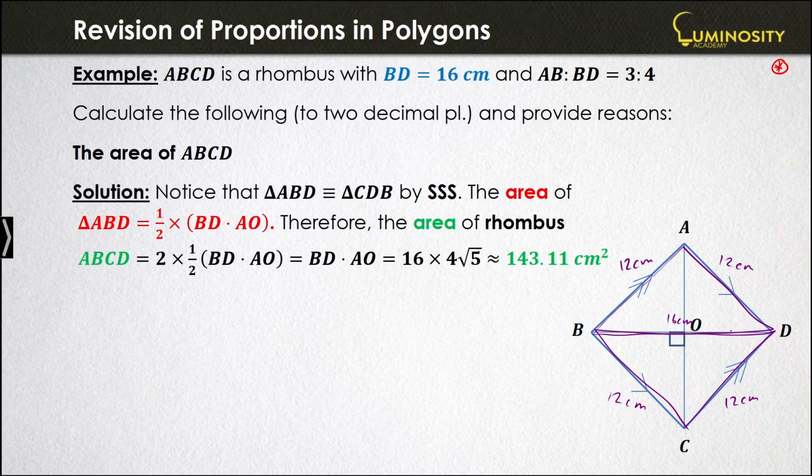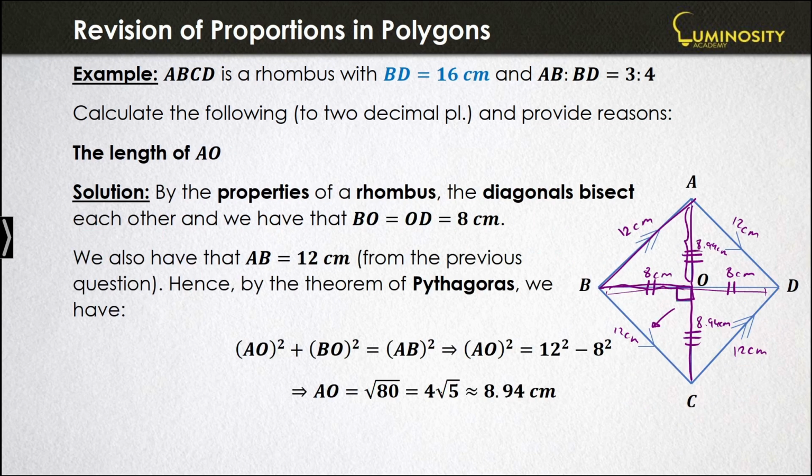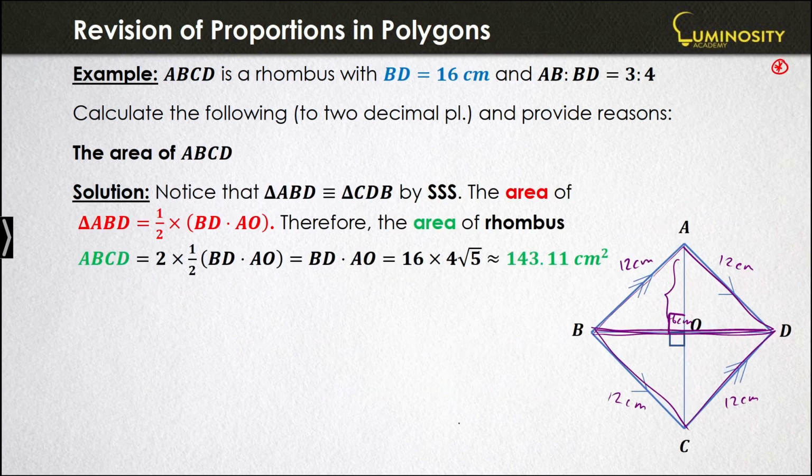Right, it's going to be half times the base, which is BD, times the perpendicular height of AO. But we worked out AO. It was this value here, 4 root 5. So we plug that in. So the area of this rhombus is going to be 2 amounts of this triangle area. So that's what we've got there. So 2 goes into a half exactly once. So we just have 1 times BD times AO, where BD was 16 centimeters. That was 4 root 5 centimeters. Multiplying that out, we get 143.11 square centimeters.